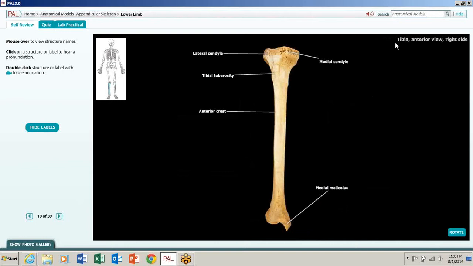There's the tibia, anterior view, right side. So we're on the other side now. There's the medial condyles, medial malleolus. There's the anterior crest, the tibial tuberosity, lateral condyle.